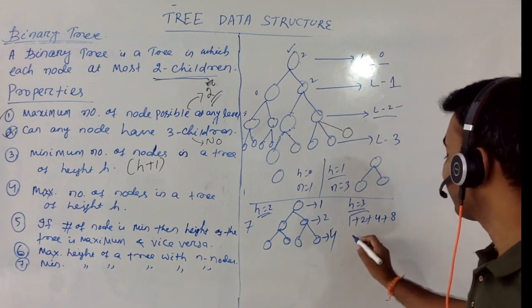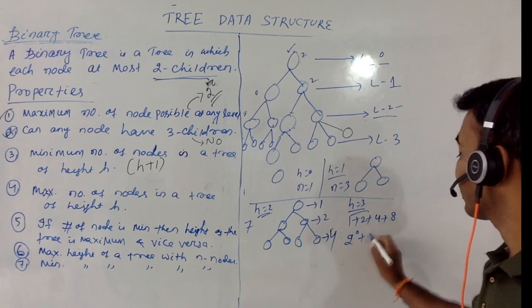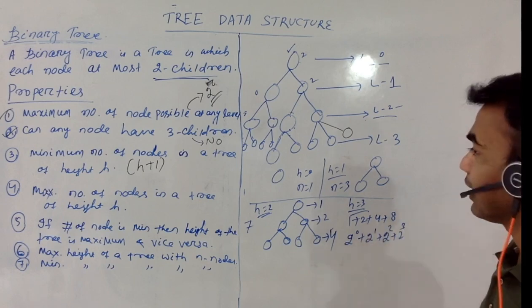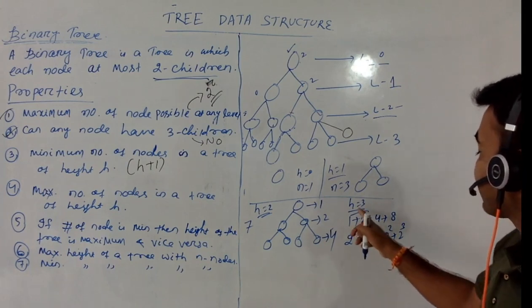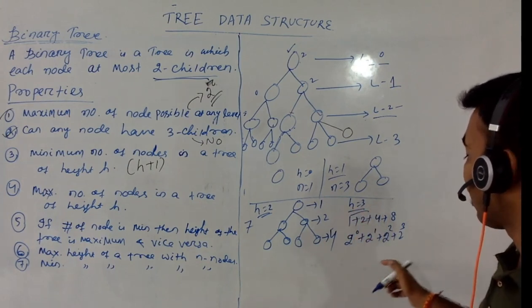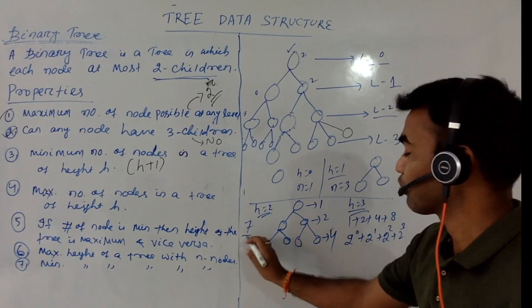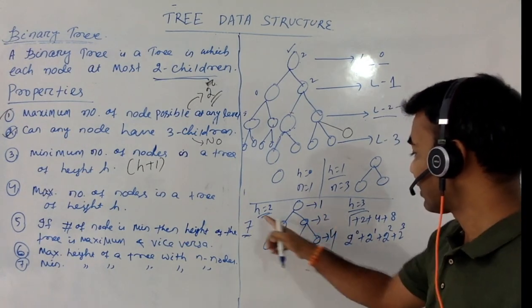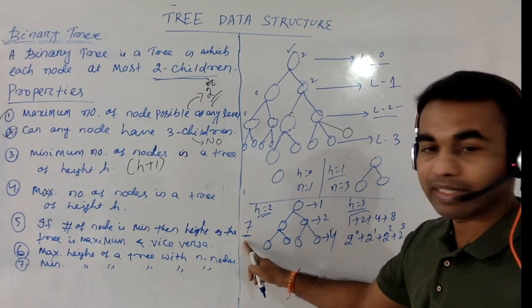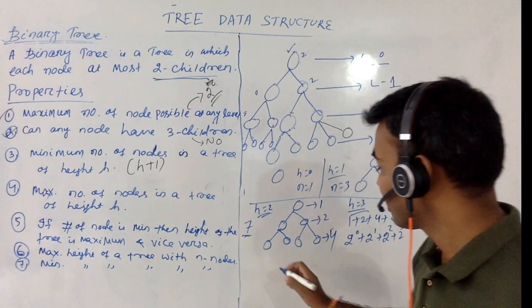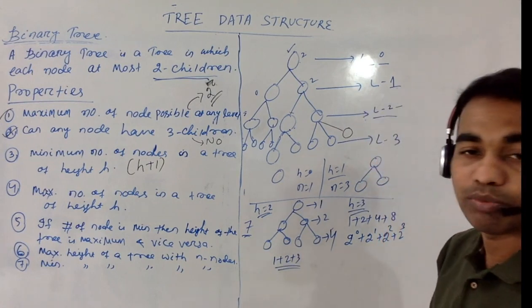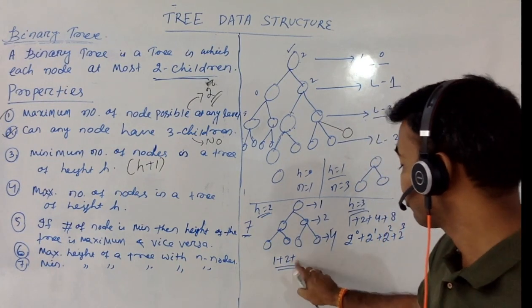It is basically 2 to the power 0, then 2 to the power 1, plus 2 to the power 2, plus 2 to the power 3, right? So if height is 3, how much exactly? Let's talk about the simpler one to calculate. If height is 2, then it is going to be 7, right? So it is going to be 1 plus 2 plus 4, which is 7.